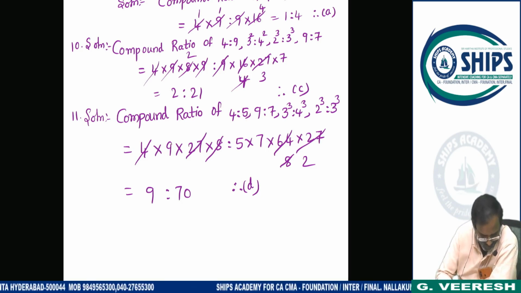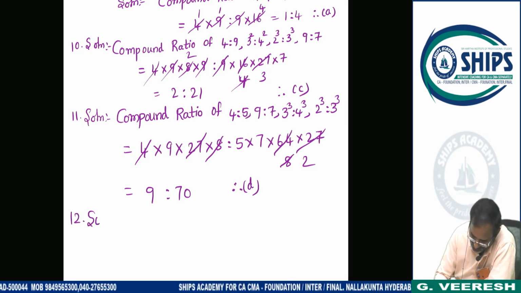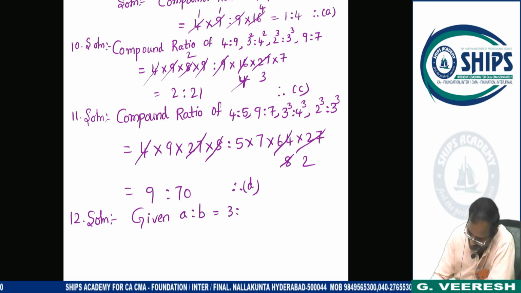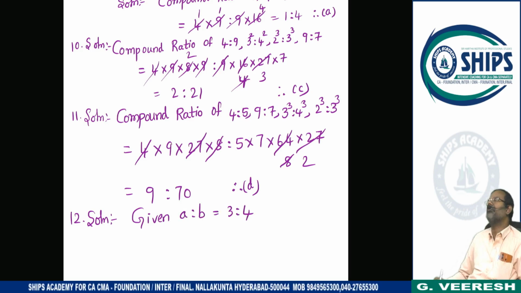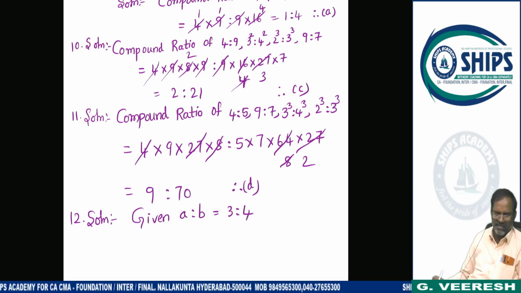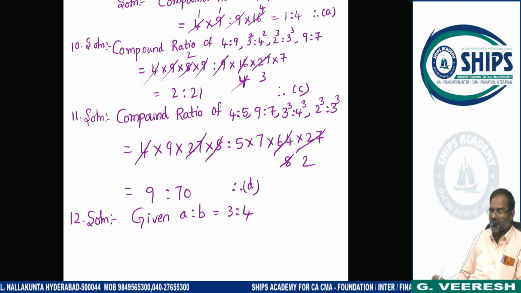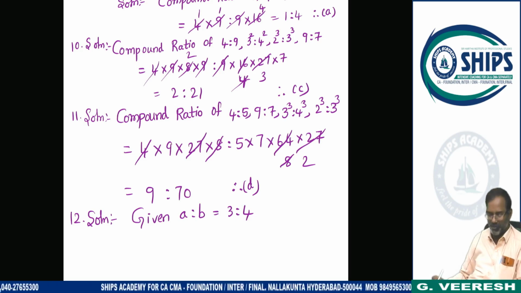Okay. Now 12th one. So what he has given? Given A is to B, 3 is to 4. Now any form they ask in this, 2a plus 3b, 3a plus 4b, 10a plus 11b, means in the place of a we have to substitute 3 and in the place of b 4. This is a shortcut method. Actually in school level what we used to do, a by b is 3 by 4, then a is equal to 3b by 4 we'll write and we substitute and solve. But here no need to do that. Directly we can substitute a value as 3 and b value as 4.